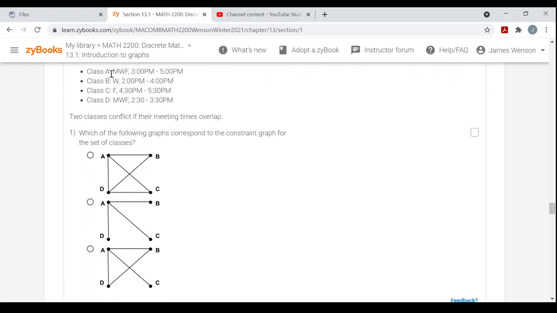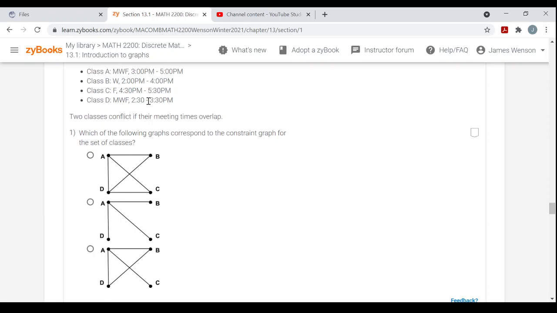All right, so how about class A and B? You've got four vertices, one for each class. Do class A and B conflict? Well, yeah, they meet Wednesday. This is 2 to 4, 3 to 5. There's an overlap there, so there should be an edge from A to B. A to C as well, right? They both meet on Friday, and there's an overlap, 5 p.m., 4:30 p.m. So there should be an edge from A to C as well.